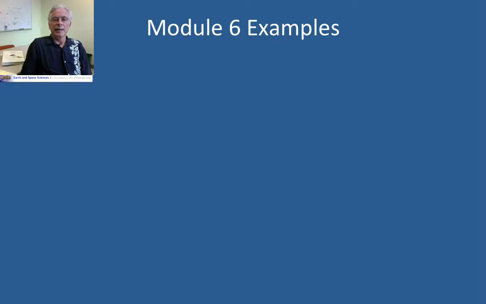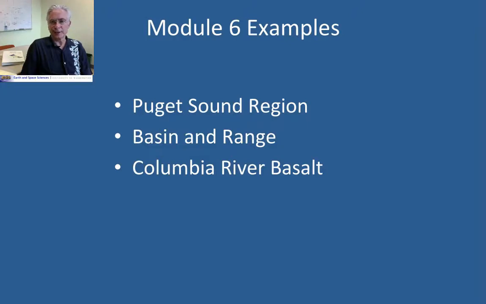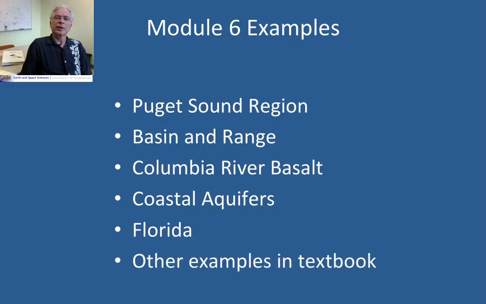In this video, and the videos to come for this module, I'll talk about several examples of groundwater and its geologic setting. We'll start with the Puget Sound region, then take a tour of the Basin and Range province of Nevada, move on and spend some time on the Columbia River basalts, which lie to the east from Seattle of the Cascade Mountains. I'll talk about coastal aquifers in general, and then consider Florida and its aquifer system. There are additional examples of aquifers and their geologic settings in the textbooks.